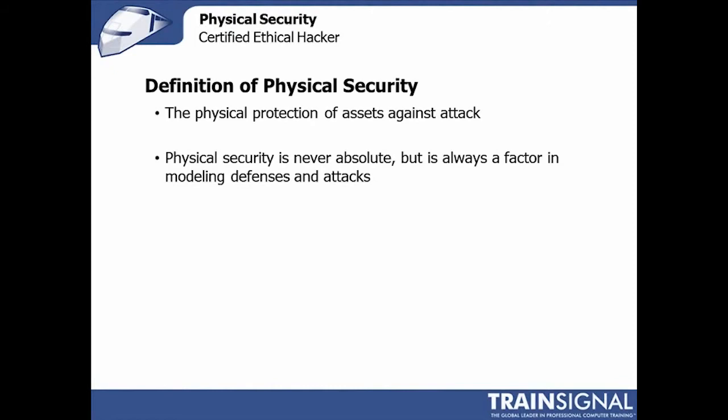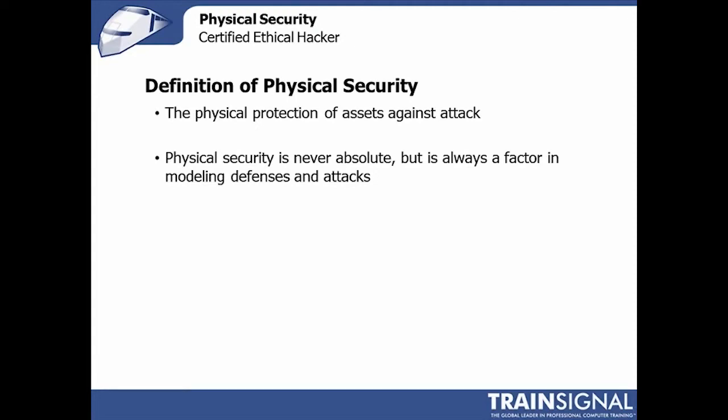The basic definition of physical security is pretty straightforward: the physical protection of assets against attack. So some type of physical protection, again, whether it's a door lock or a chain or a security guard or barbed wire or a lethal trap where you cover up a bunch of spikes in a hole in the ground with leaves, anything like that would be some type of physical security, protecting the assets against physical compromise.